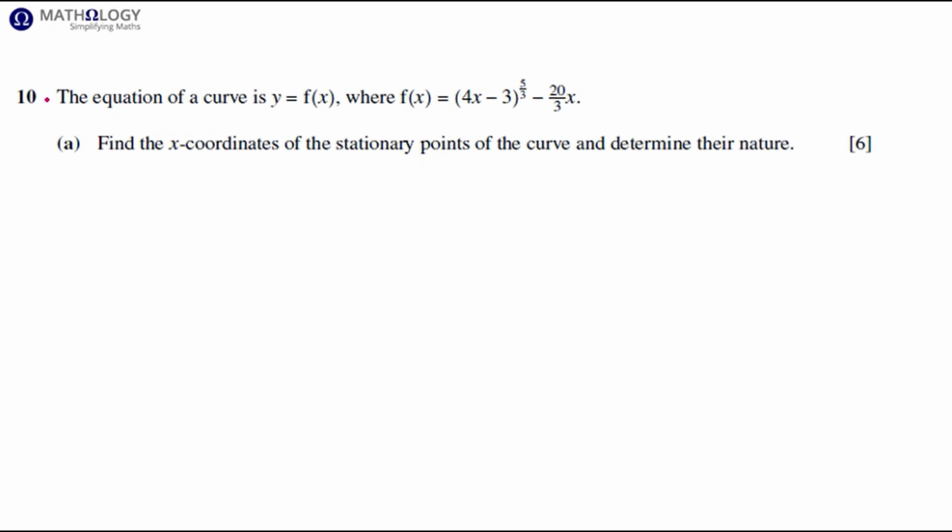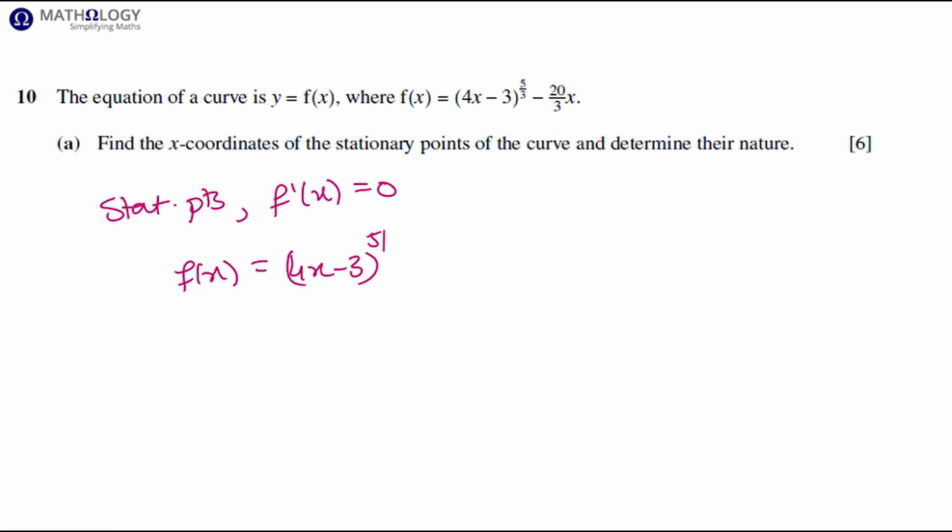Okay, question 10. The equation of a curve y equals f of x is given by f of x equals 4x minus 3 to the power of 5 thirds minus 20 thirds x. We are required to find the x-coordinates of the stationary points of the curve and determine their nature. Now recall that for stationary points, the derivative function equals 0. So f prime x equals 0 at stationary points. So we're first going to find an expression for the derivative function, and then we're going to equate it to 0 and solve for x.